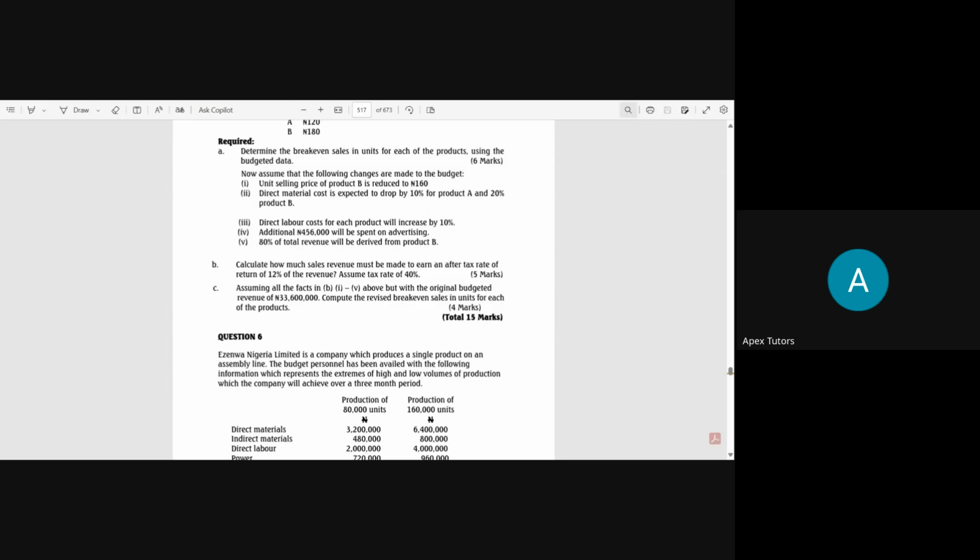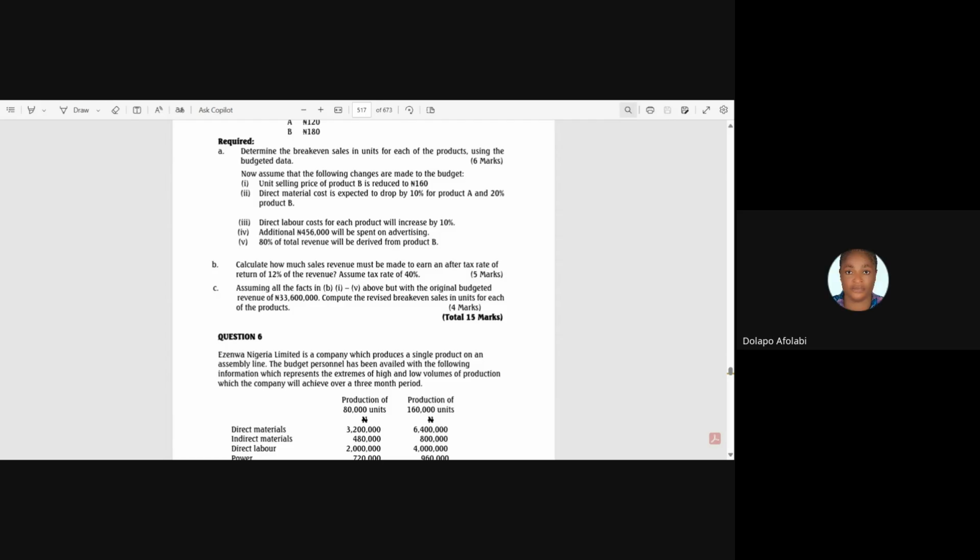Now, let's still look at this point 5, that 80% of total revenue will be derived from product B. What is this pointing at? 80% of total revenue will be derived from product B. What is the interpretation of this?